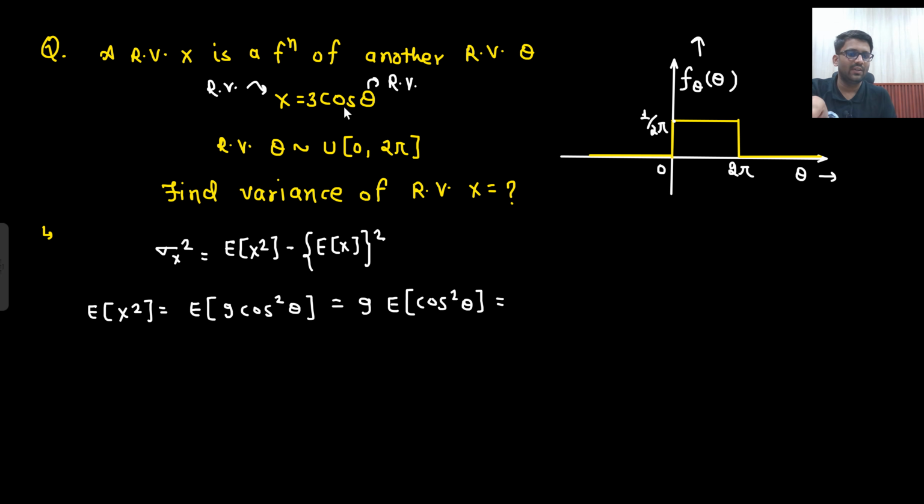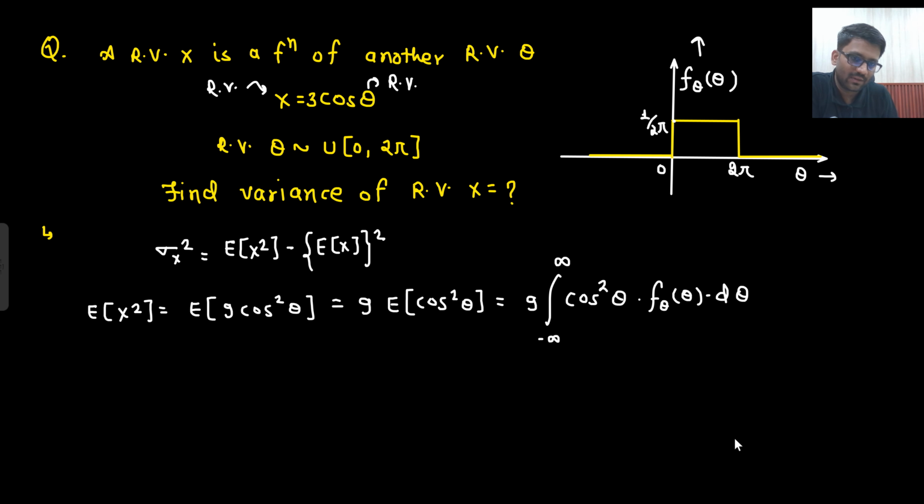X is 3 cos theta, so x square is 9 cos square theta. Why am I doing so? Because I have the PDF of theta. If you have the PDF of theta, then your job will be done. 9 times expectation of cos square theta, you need to find. So whatever is inside, you write down dot d theta. Now this is a function of theta, so you would require the PDF of theta as well. All good? All fine?